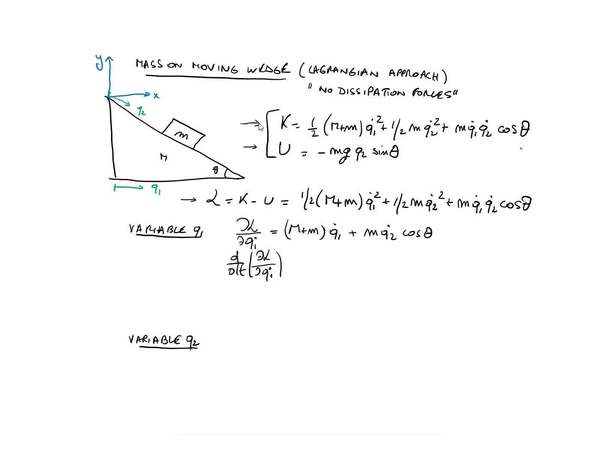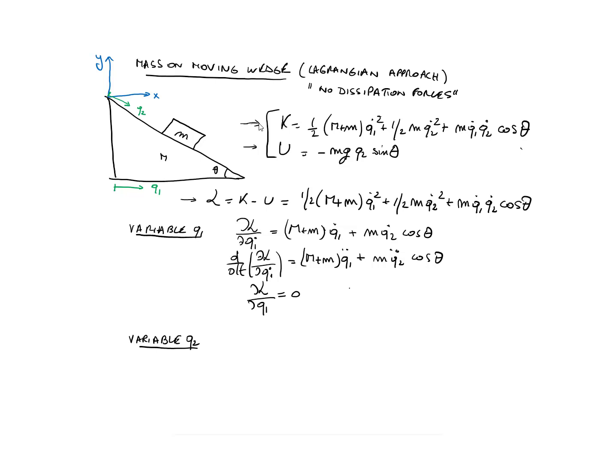So it's the time derivative of what we've written above, and that's also very easy to write. It's q1 double dot plus m q2 double dot cosine theta. It also involves the partial derivative of the Lagrangian with respect to q1, but there is no contribution in q1, so that's 0, right? So we have this term minus this term is equal to the generalized forces. There are no generalized forces, though.